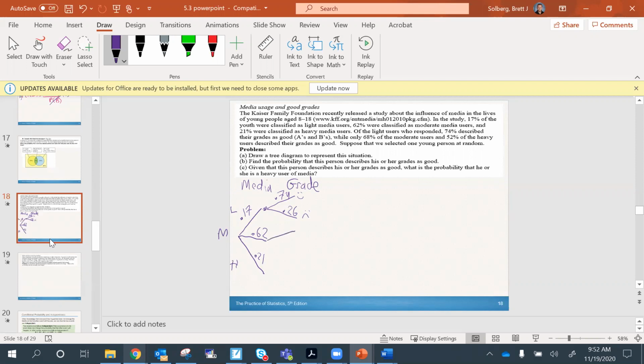In the moderate use, it went down to 68% were good grades, which the complement of that would be 0.32. So these are the good grades and these are the bad grades. And then lastly, for the heavy usage, we had 0.52 and 0.48. Good grades, bad grades.